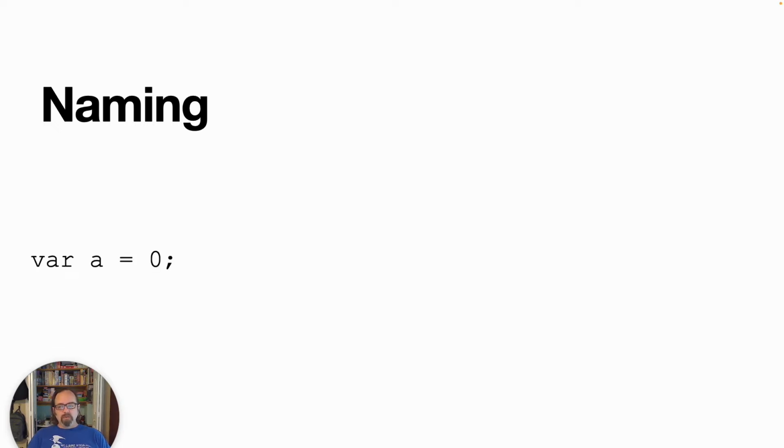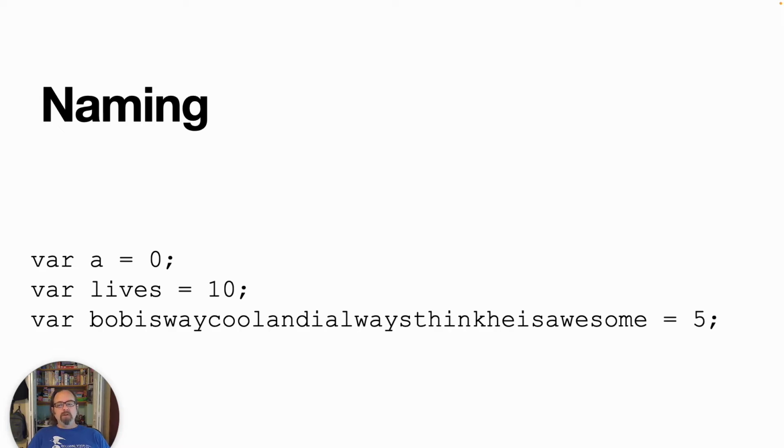Now, how do you actually do it? Well, you just write it down like this. You say var, which means you're saying it's a variable, and you can call it A, and then you can set an initial value, like equals 0. So that's a simple variable name. Another one you might do is var number of lives, and you might set it to be 10. You can also do really long ones like var Bob is way cool and I always think he is awesome equals 5. Now, you might not want to use a really long one like that because you do have to type it, and it also takes up space in your code.